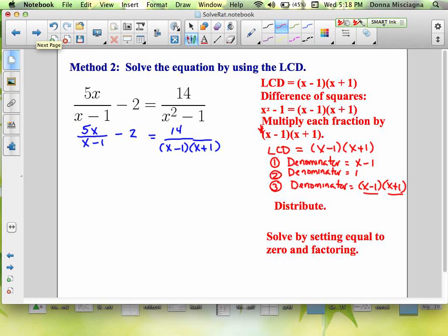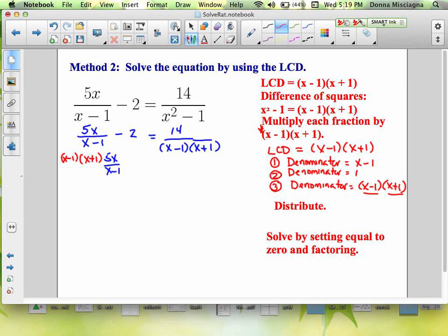So now we're going to multiply each fraction by the least common denominator, by x minus 1 times x plus 1. All right, every single term. Right? Don't try to distribute, just give every term an x minus 1, x plus 1. It'll be so much easier. So we have x minus 1 times x plus 1. So we got to multiply the 5x divided by x minus 1 by that.